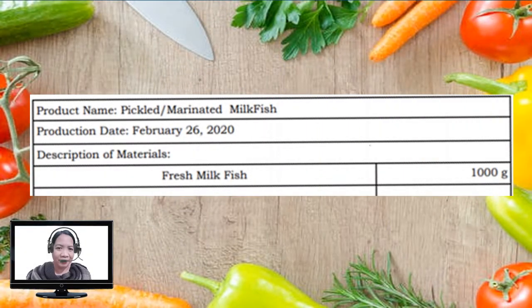In this format, the first thing you will write is the product's name. So for example, pickled and/or marinated milk fish. Then you will write the production date. That is very important. Then, description of materials. So for example, fresh milk fish. Opposite it you will write its weight.